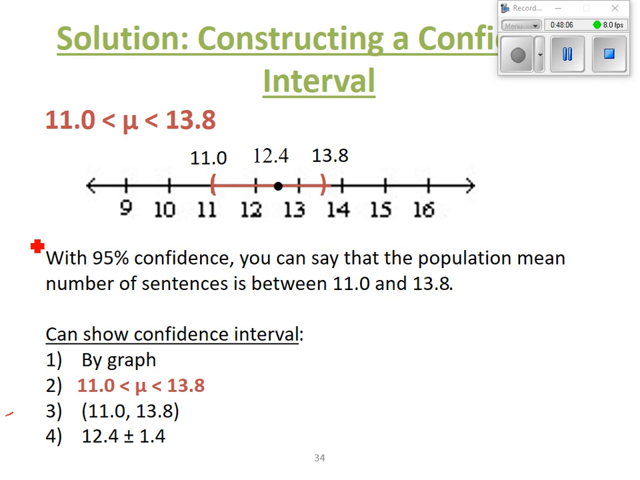We could write it on a number line, show it this way. These are all the different ways we could do it. The fourth way down here, I'd rather you didn't do it this fourth way. It's just 12.4 plus or minus 1.4. That's just being lazy and not wanting to do the addition and subtraction.